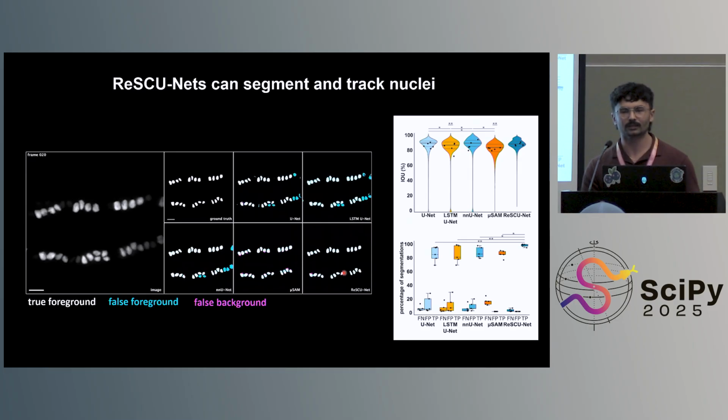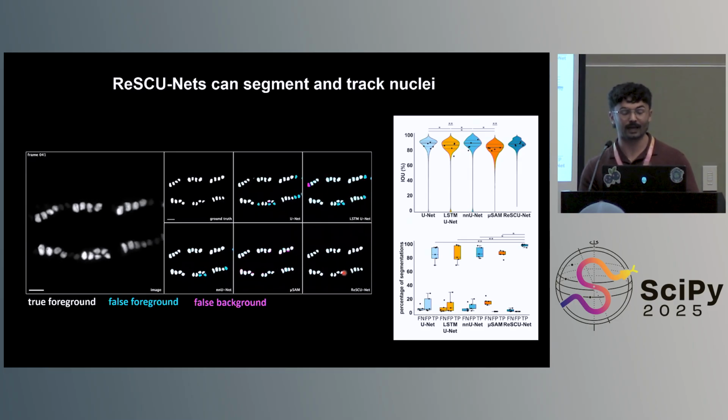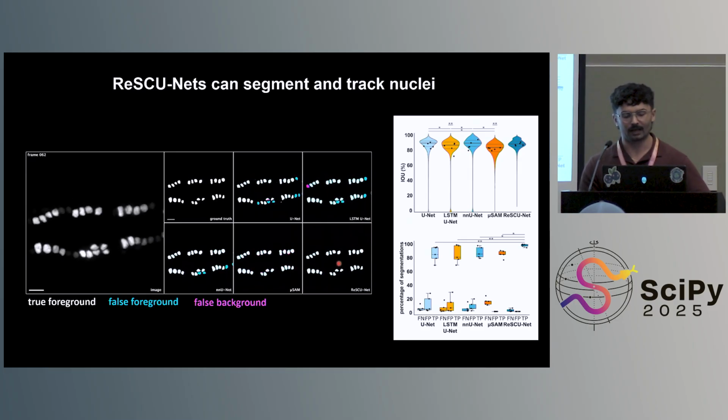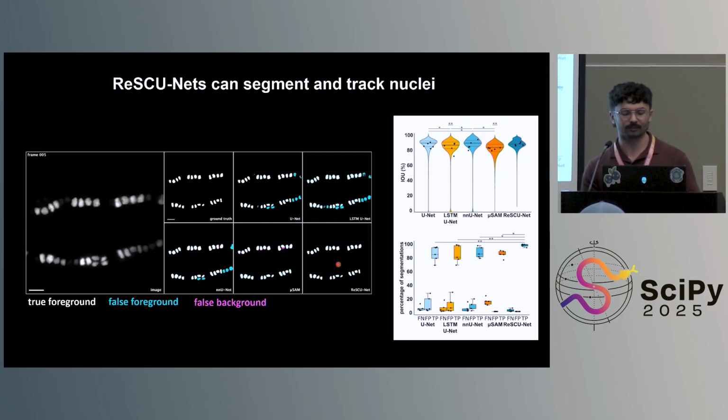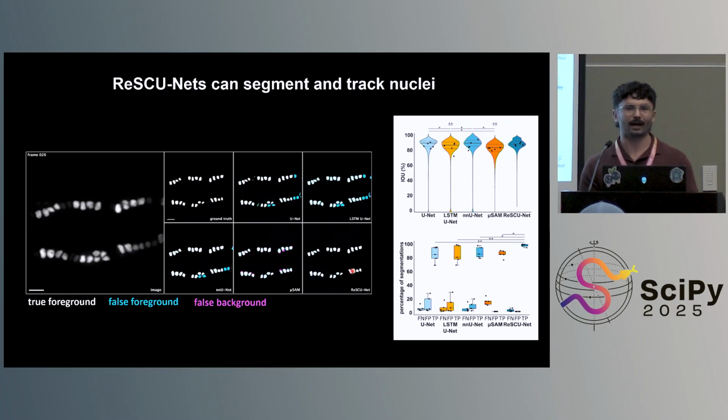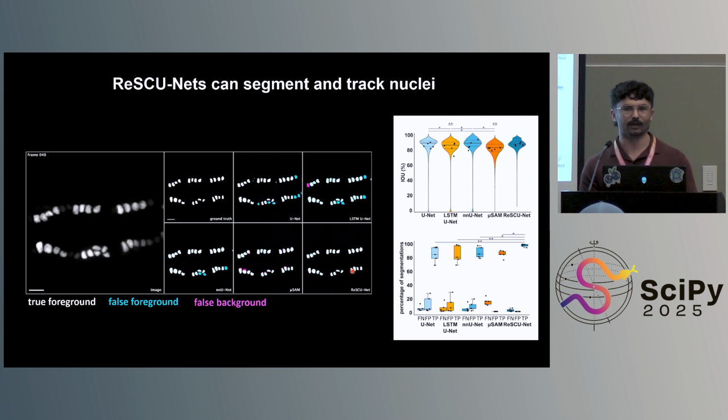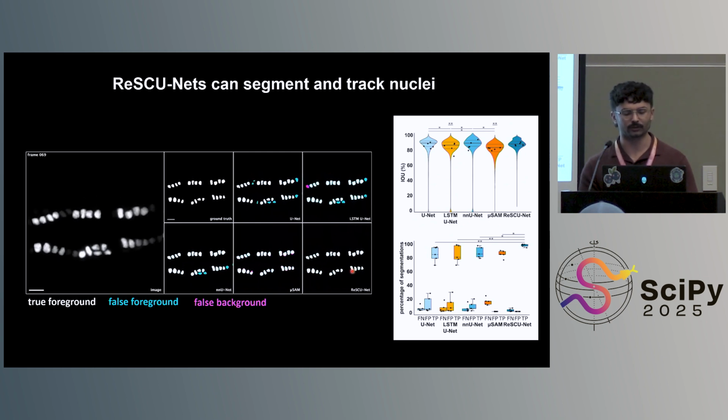Both SAM and ReSCU Net remove these extra segmentations, and ReSCU Nets, because they were able to be trained specifically on this data set, are able to much more accurately and consistently segment out these nuclei as they migrate towards each other.